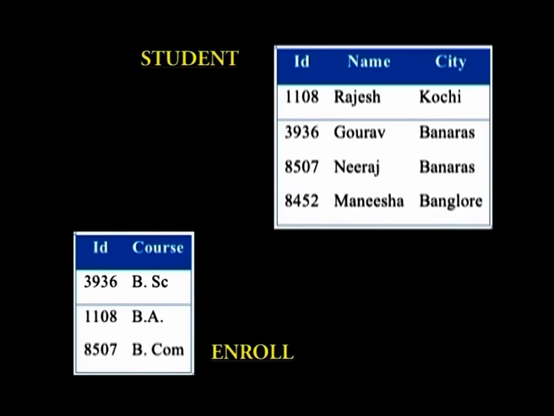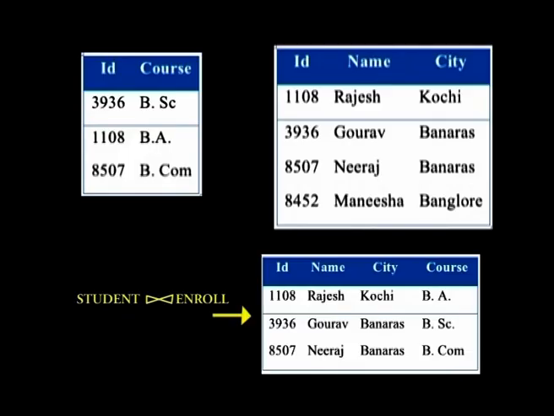For example, we have two relations. One is student with attributes ID, name and city, and other relation is enroll with attributes ID and course. Their natural join denoted by student natural join enroll will result as.